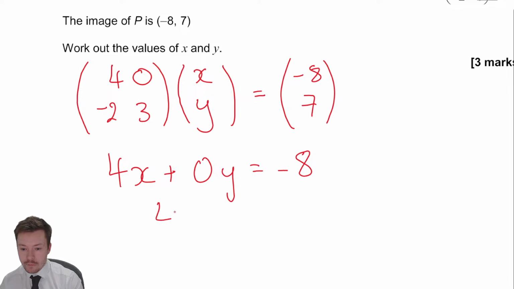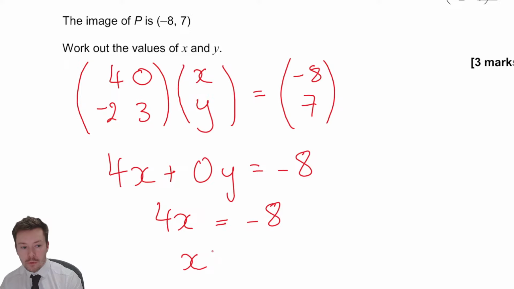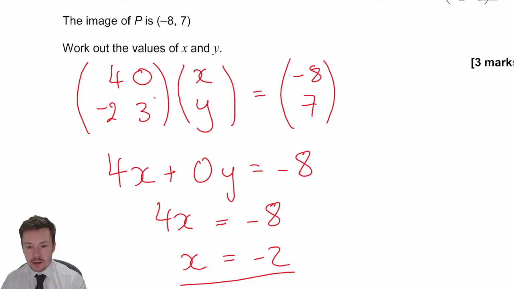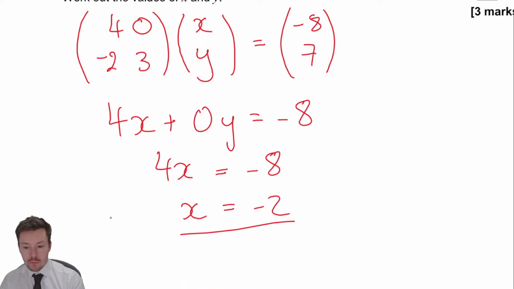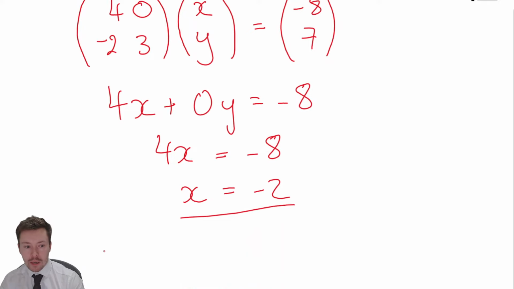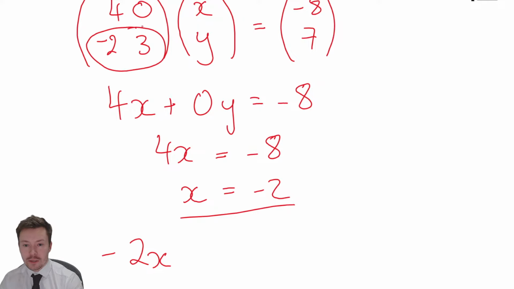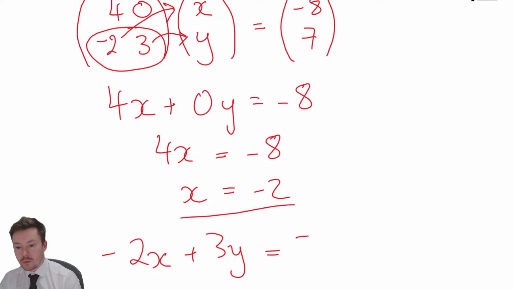And so we get 4x is equal to -8. So divide by 4 on both sides and x is equal to -2. Okay, let's replace that. Well, actually, we don't need to replace it yet, but we'll use that in a second. And then what we're going to do is -2 times x. So -2x, 3 times y, because you kind of take this and turn it sideways. And so this -2 gets multiplied by the x, this 3 gets multiplied by y, and you add the two together. So -2x plus 3y is equal to 7.